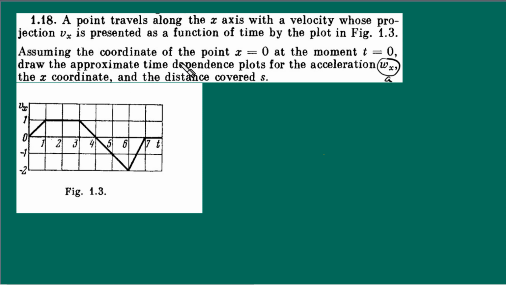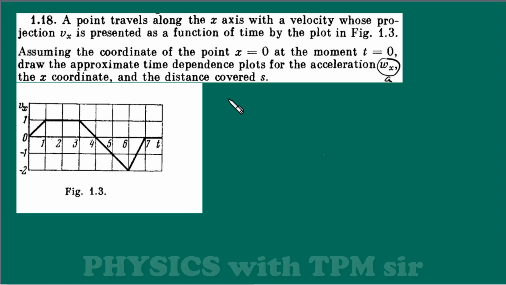Assuming that the coordinate of the point is x equal to 0 at the moment t equal to 0, that means the particle is at the origin. They must have said the particle is at the origin. The language is like this only. At t equal to 0, the particle is at x equal to 0, and the particle is moving on the x-axis.